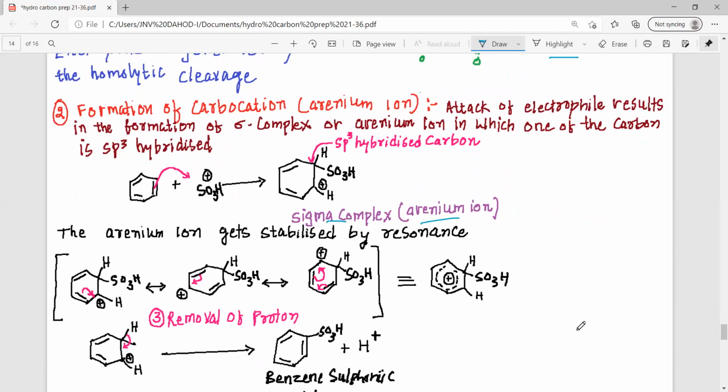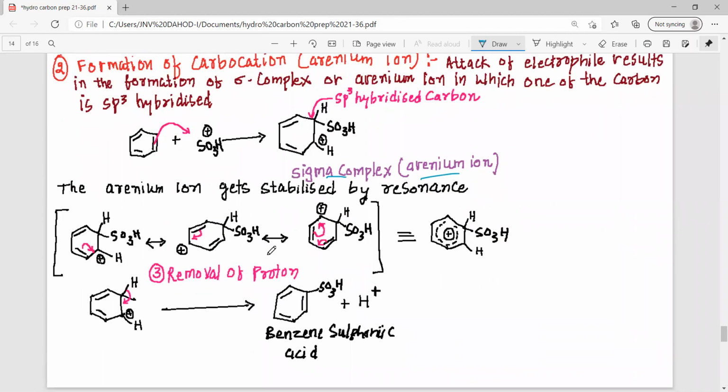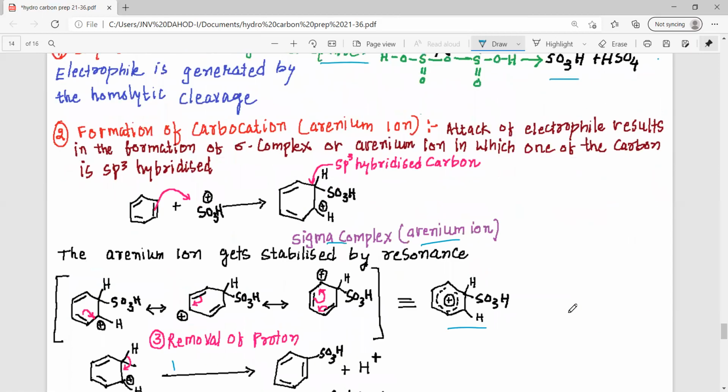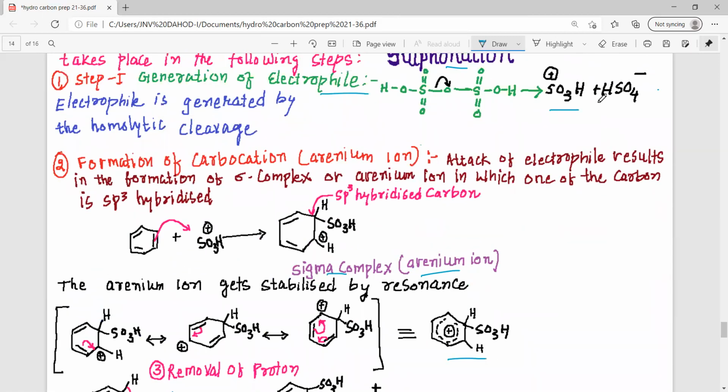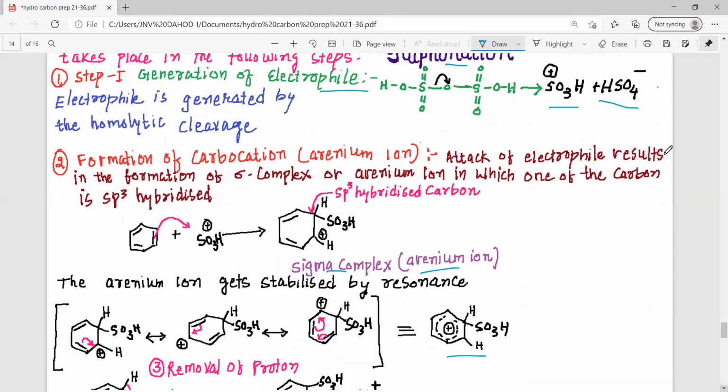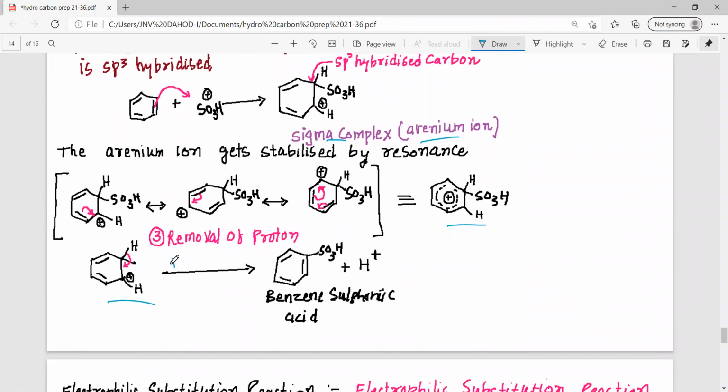This sigma complex or arenium ion is resonance stable, and due to this resonance stability, my dear students, our sigma complex is stabilized. This stabilized sigma complex or arenium ion undergoes reaction with the HSO4−, my dear students. You can see that we have an HSO4− produced in the first step. This HSO4−, when it combines with the arenium ion, dear student, this is HSO4−.